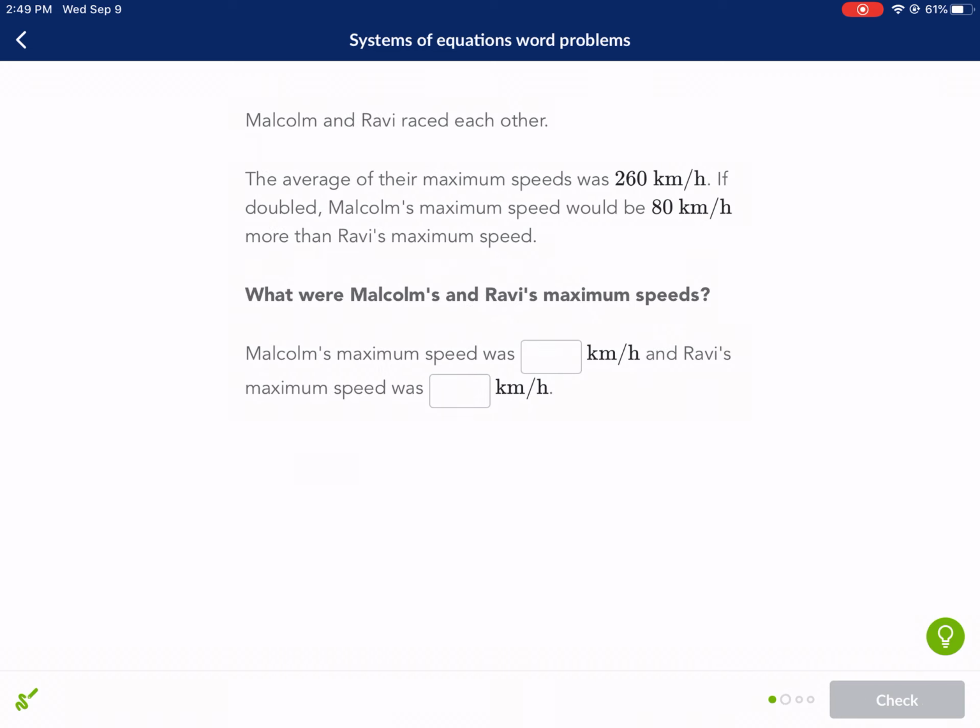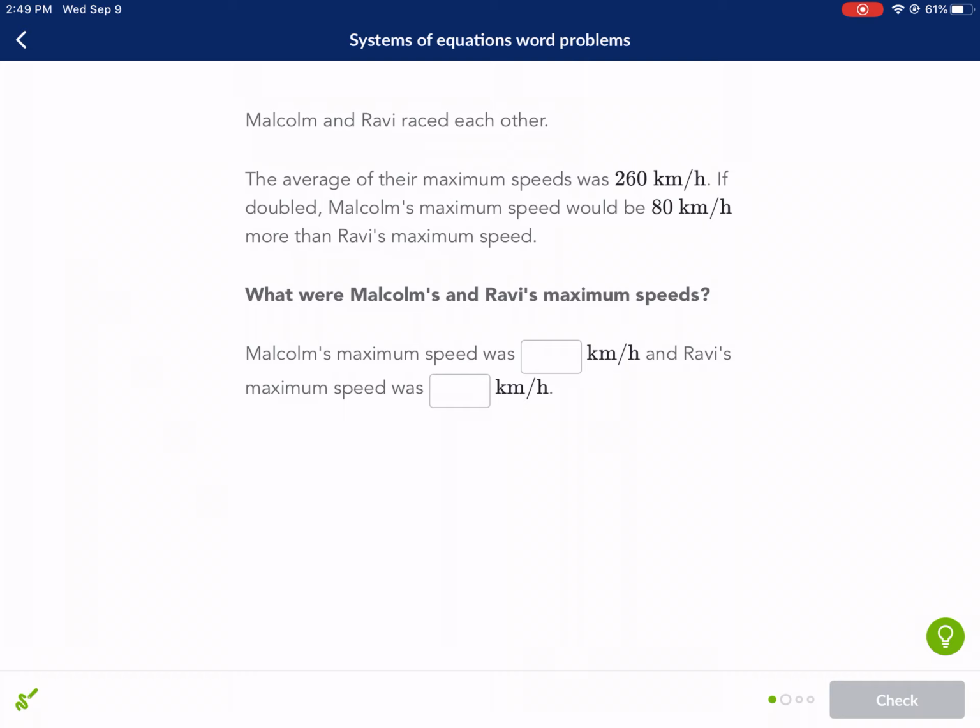Next question. Okay, Malcolm and Ravi. This might be the last one we do, just to give you an idea. Again, we have rates. I'm just looking at it right away, and I see that we have rates. Malcolm and Ravi raced each other. The average of their maximum speeds was 260 kilometers an hour. If doubled, Malcolm's maximum speed would be 80 kilometers an hour more than Ravi's maximum speed.